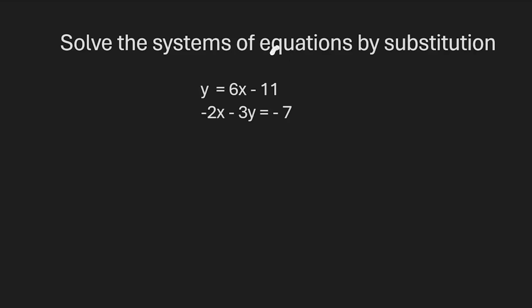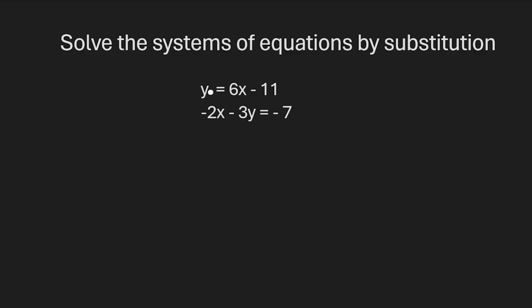Solve the system of equations by substitution. When you use this method, basically what you want to do is solve for one variable. In this case, they did the work for you. So they solved for y. And usually what you do is the substitution into the second equation.